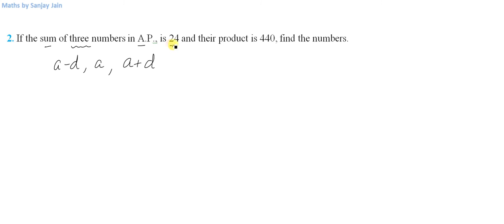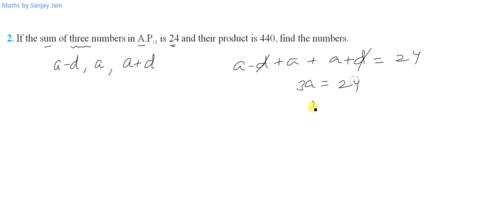So their sum is equal to 24. A minus d plus a plus d is 24. D will get cancelled. That means 3a is equal to 24. A is equal to 8. Is it the first term? No, it is the second. These things you need to take care of, although this will not matter in this question.